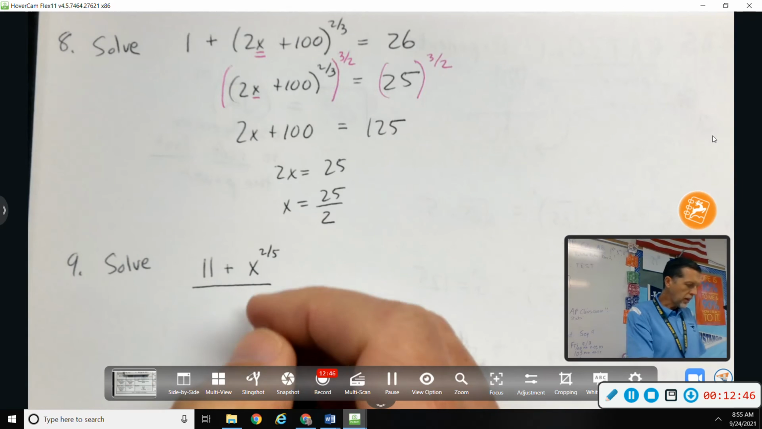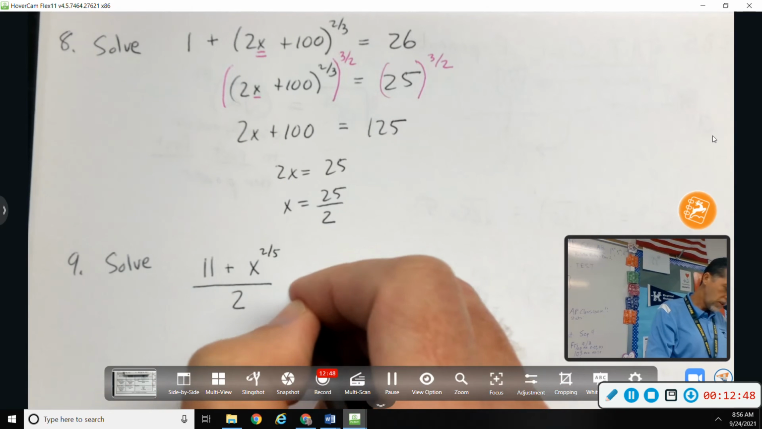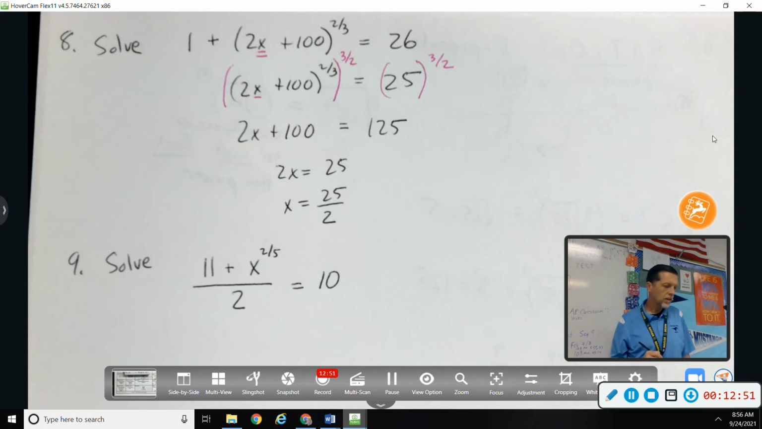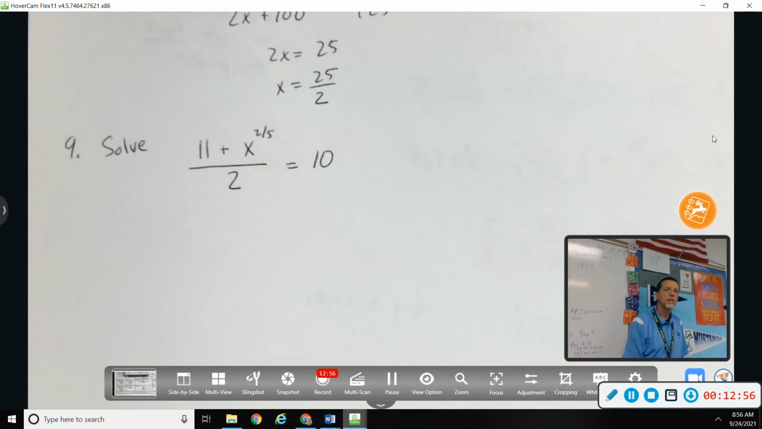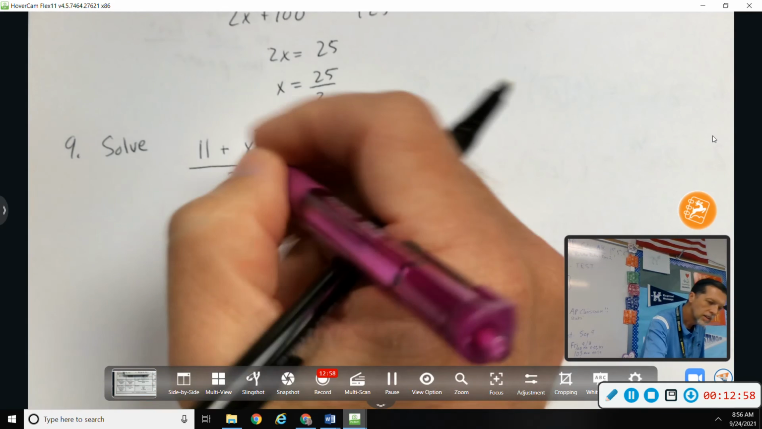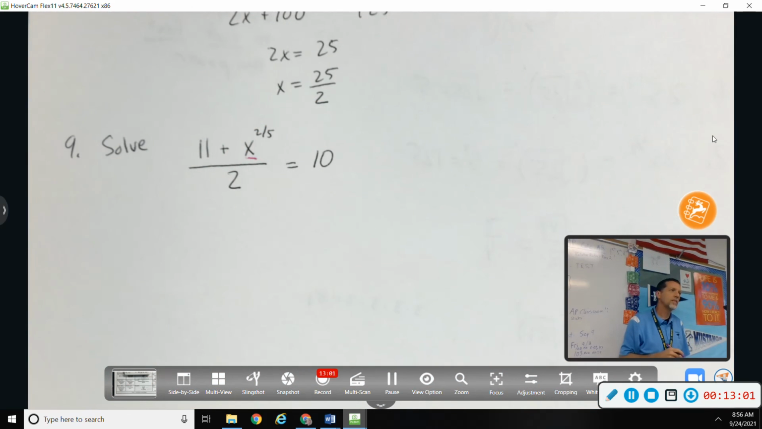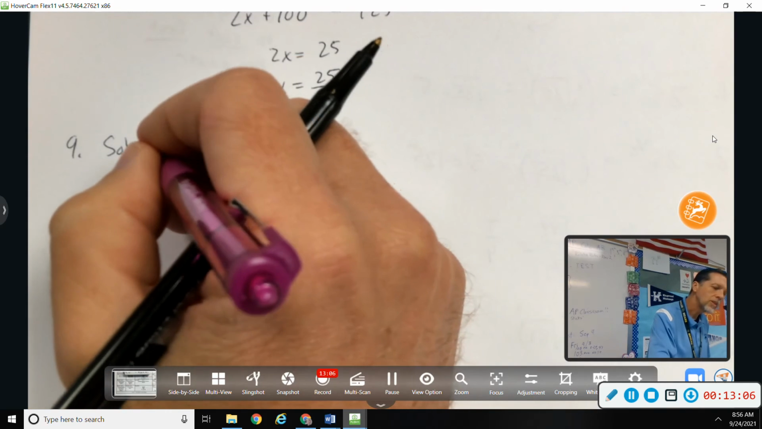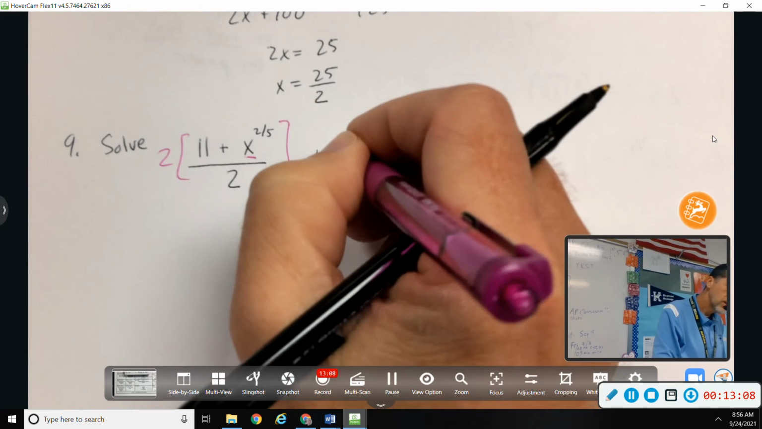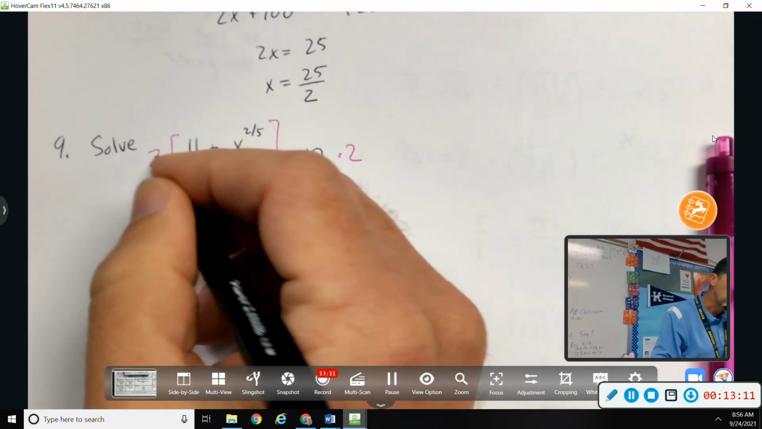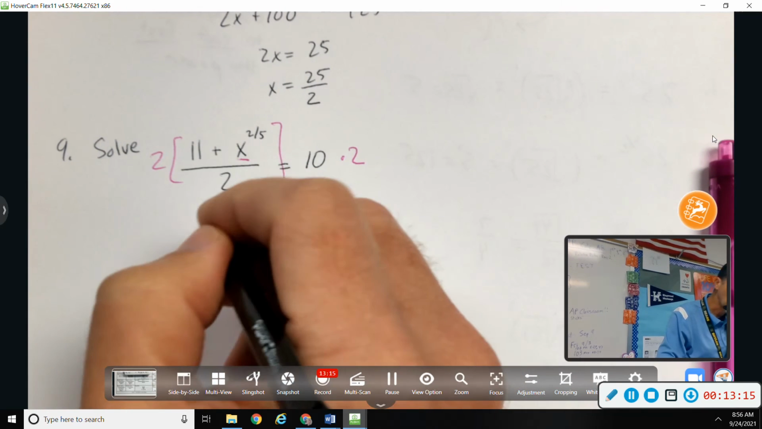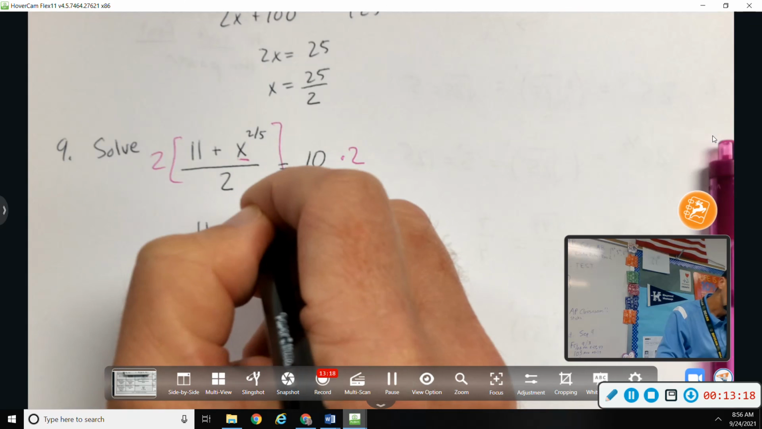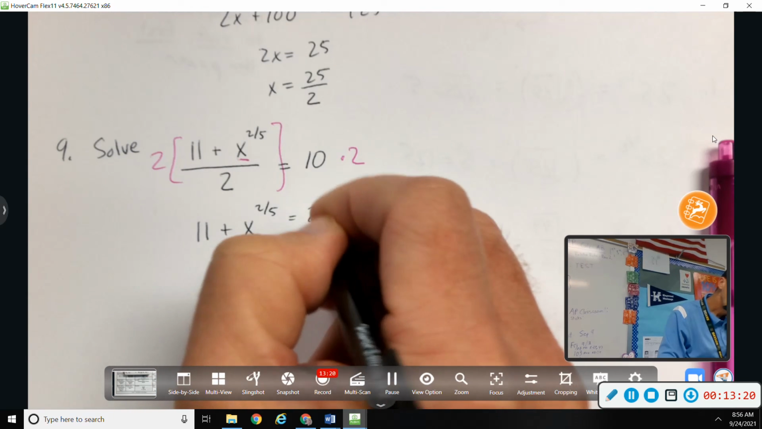11 plus x to the 2/5, all over 2, equals 10. There's my x. I need to peel off the pieces. So what should I do first to start to get x by itself? Multiply by 2. So on the left, the 2's cancel. All right, don't distribute the 2 in there. The whole point of multiplying by 2 was to cancel the denominator 2. Minus 11, and minus 11.